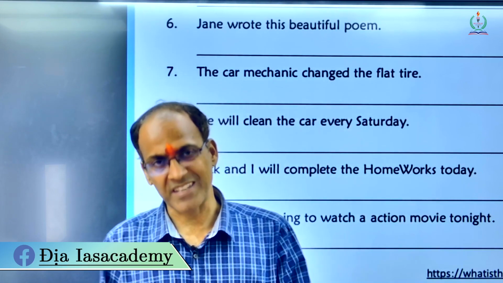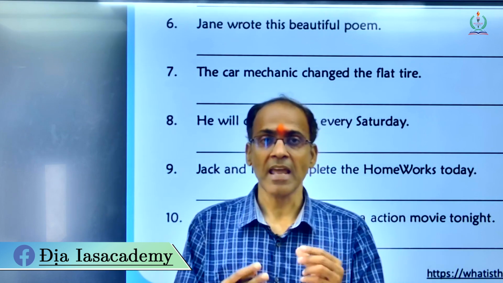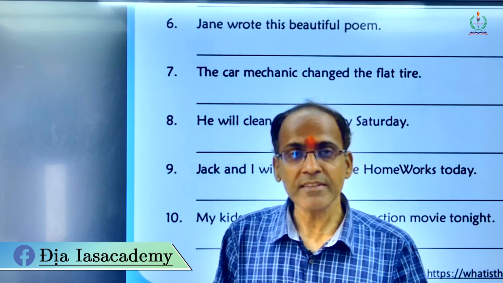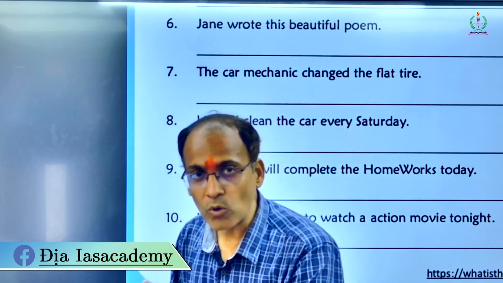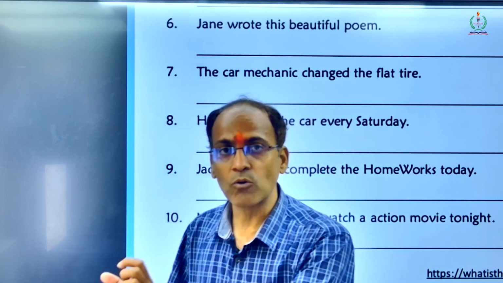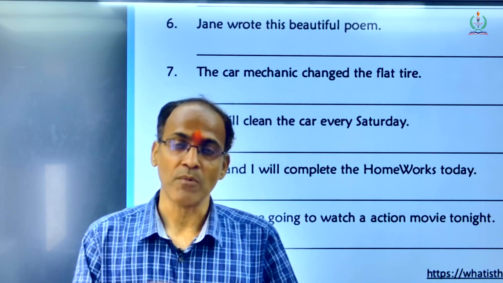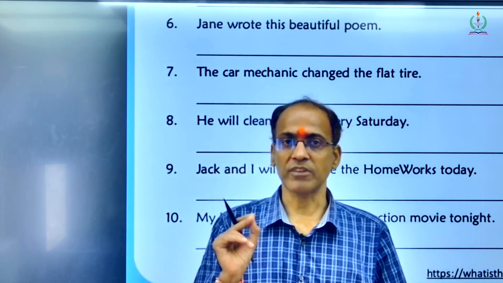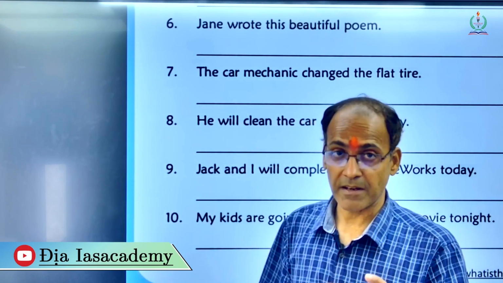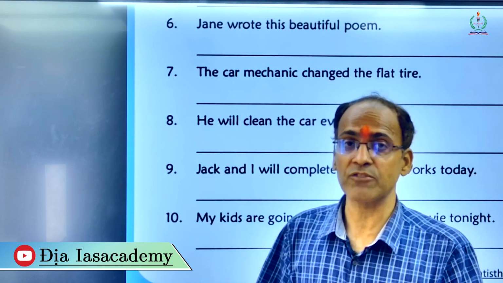V1 is the present tense, V2 is the past tense, and V3 is the past participle form of verb. When we say go, went, gone, go is the present tense, past tense is went, and gone is the past participle form, which is the V3 form. So, that V3 form of verb has to be there by rule when we convert a sentence from active voice to passive voice.